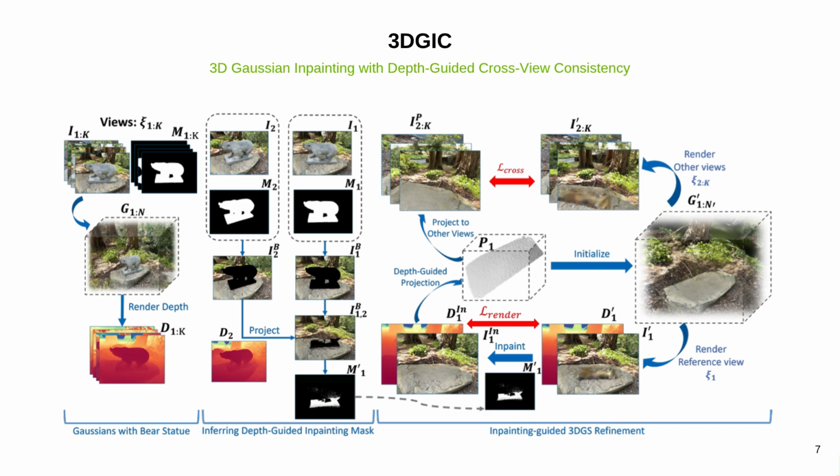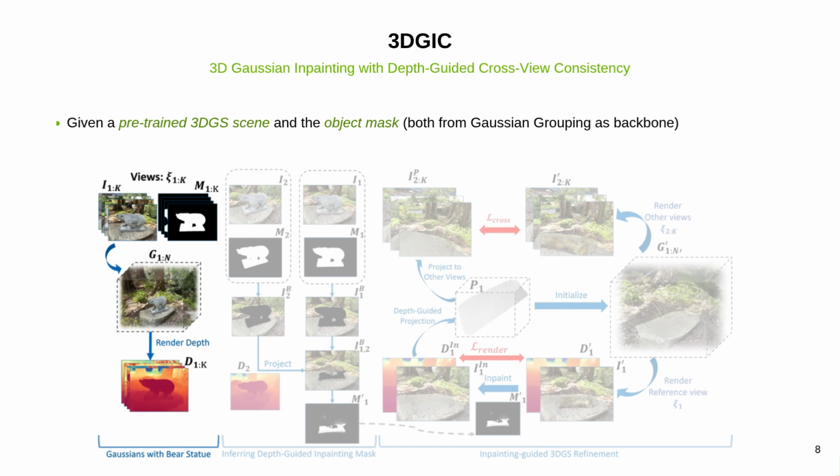So we propose 3D GIC to achieve two goals. The first is to infer a proper inpainting mask for each view that preserves background content. The second is to use a single reference view as guidance and force other views to refer to the reference view to enhance multi-view consistency.